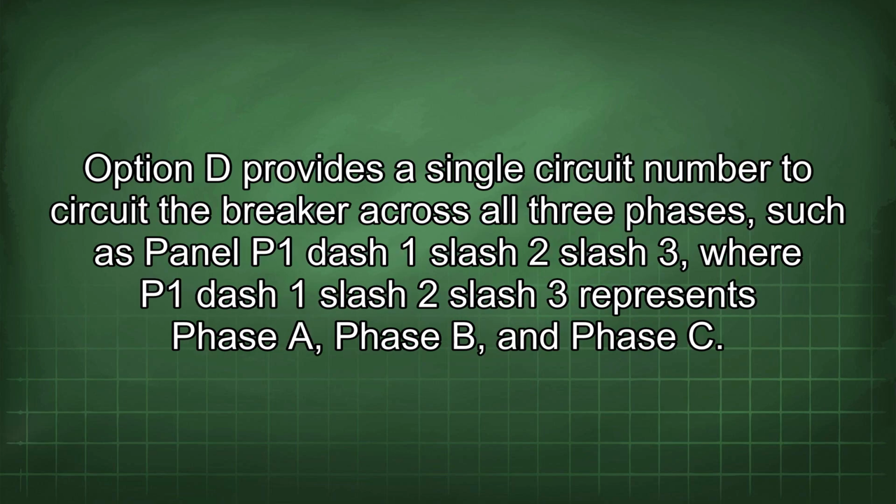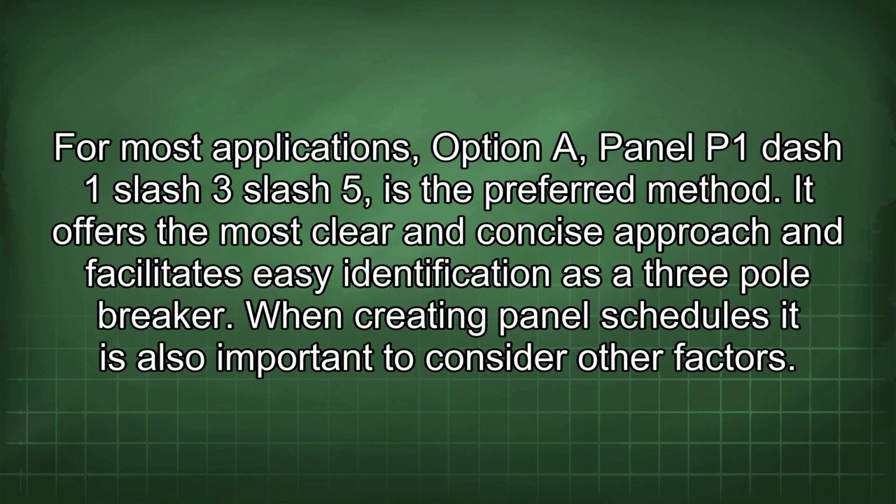Option D provides a single circuit number to circuit the breaker across all three phases, such as panel POM-1/2/3, where POM-1/2/3 represents phase A, phase B, and phase C. For most applications, option A, panel POM-1/3/5, is the preferred method. It offers the most clear and concise approach and facilitates easy identification as a three-pole breaker.